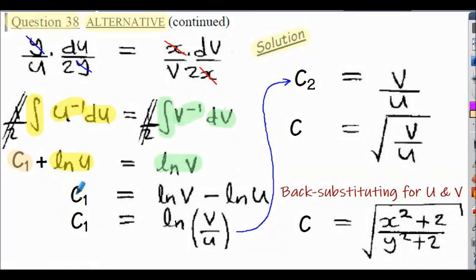Next line, I simply rearrange for C1, so I've subtracted ln u from both sides, and on the next line, C1 now equals the natural log of v divided by u. That's the second law of logs applied here. On the next slide, I simply exponentiate both sides of the equation, in other words, raising both sides to the base e. C2 on the left-hand side, which is equal to v divided by u. Then I've square rooted both sides, so I have the square root of C2, which I've now called constant C, and on the right-hand side, the square root of v divided by u.